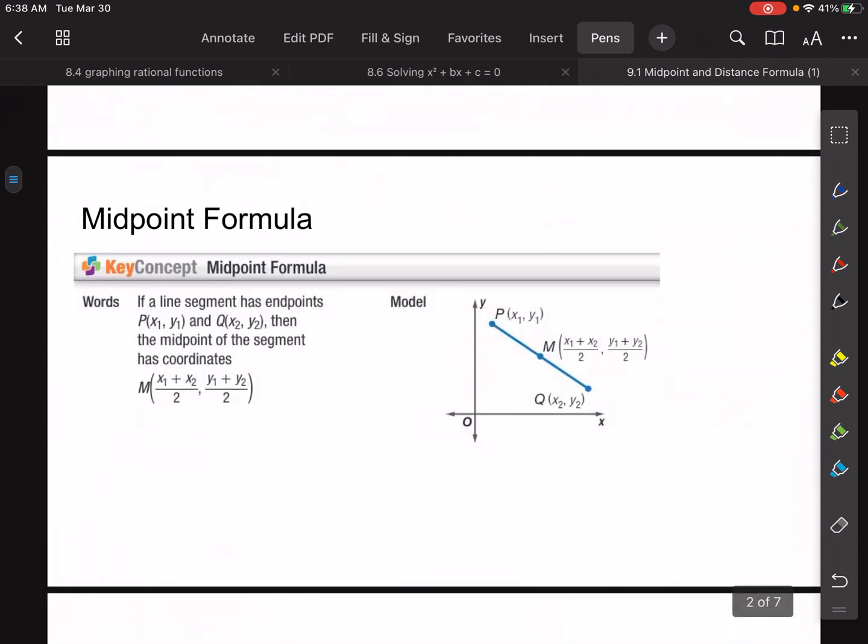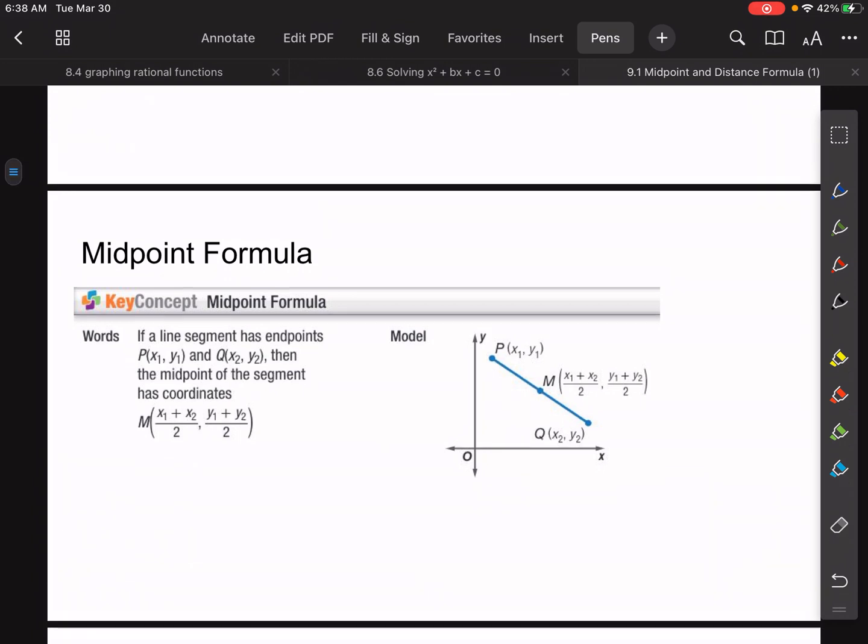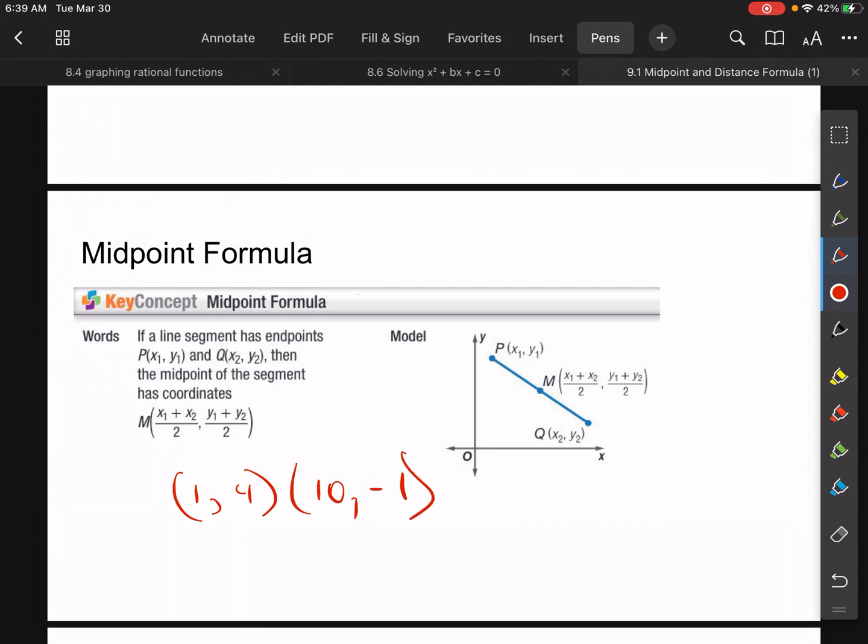Okay, so the midpoint formula, if you remember from previous maths, it's basically just taking the x values of the 2 points. So if you know 2 points, let's just say, for instance, that the 2 points are, we can totally make this up, 1, 4, and then 10, -1. Okay, so I totally just made that up.